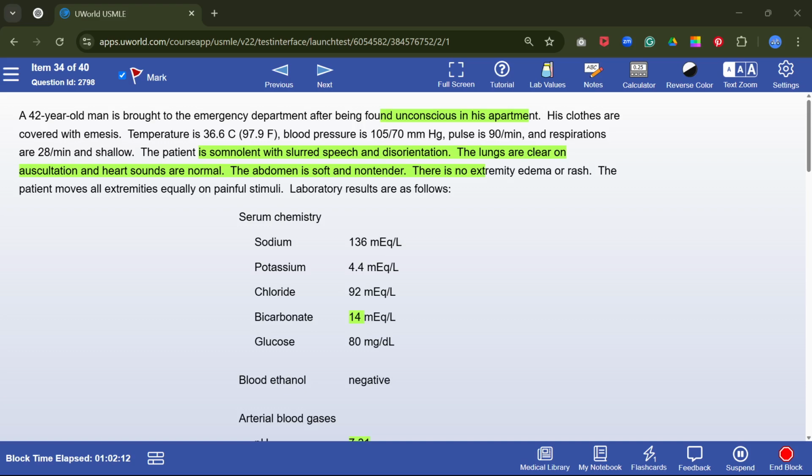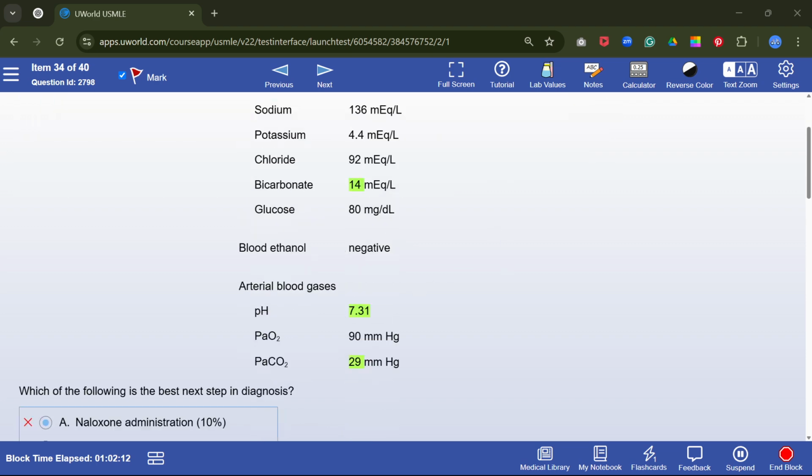Now I would like to discuss metabolic acidosis and how we can find the causes of metabolic acidosis. Okay, look at this stem first. Here, pH is low, below 7.4. Bicarbonate is low; normal bicarbonate is 24. And PCO2 is 29. So pH is low, bicarbonate is low, looks like metabolic acidosis.